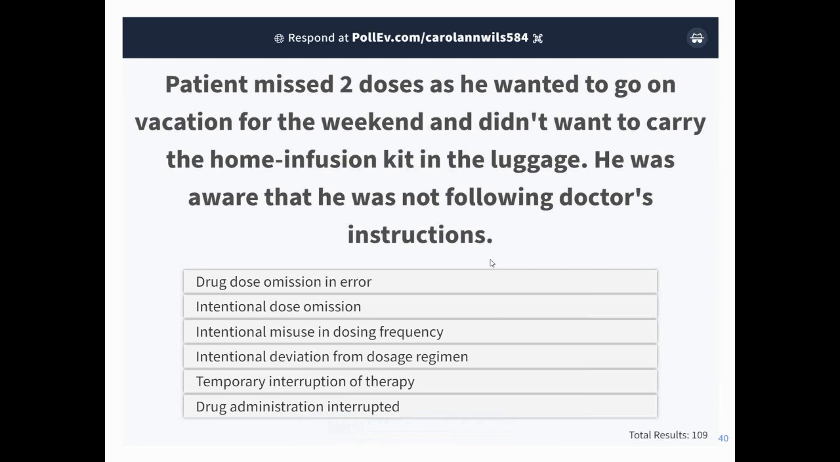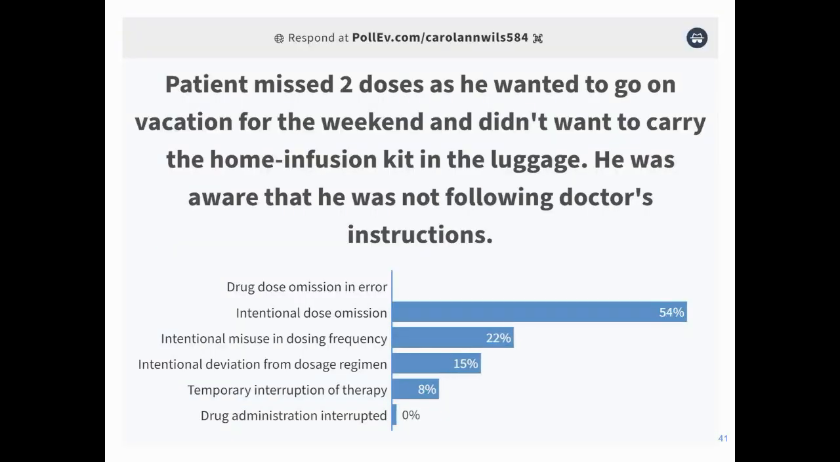So we have more than 100 votes already. Let's see what the trend is. Intentional dose omission is one. It's a favorite. Others would go for intentional misuse in dosing frequency, or intentional deviation from dosage regimen, or temporary interruption of therapy. Only few for drug administration interrupted. You see the granularity in MedDRA and how important it is to really understand what has been reported here and the meaning of these LLTs, what they represent.